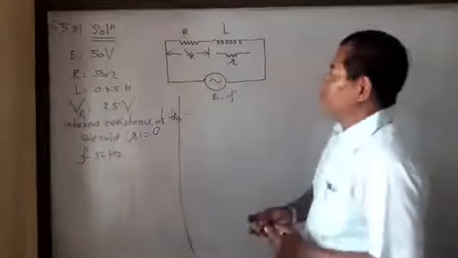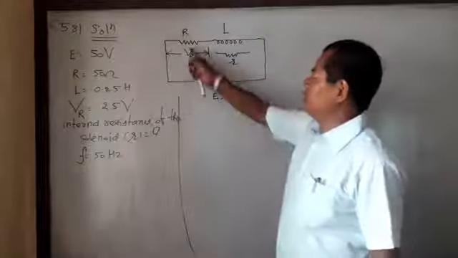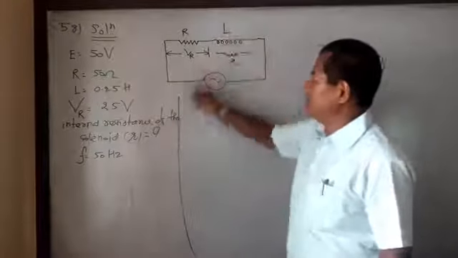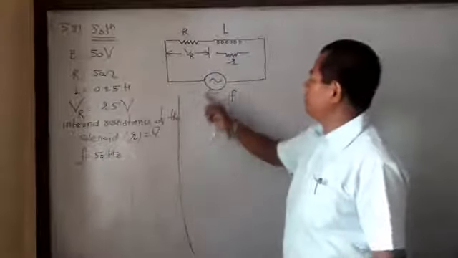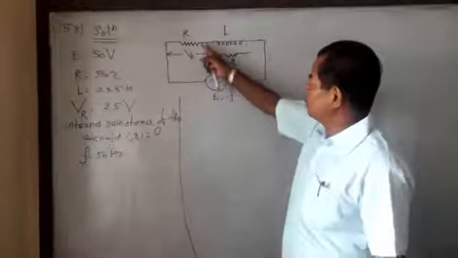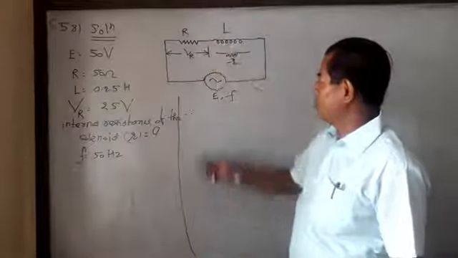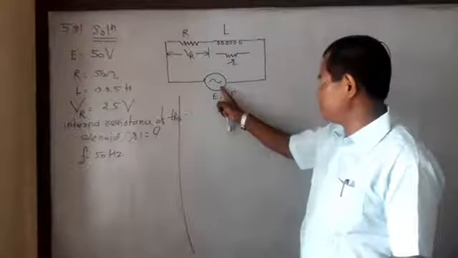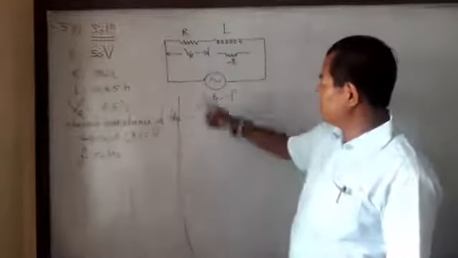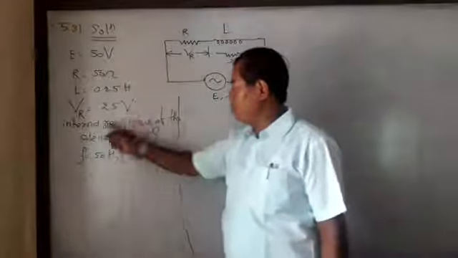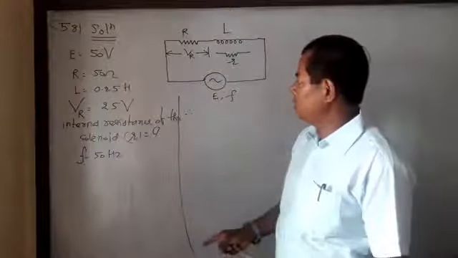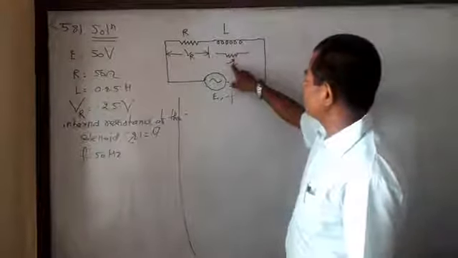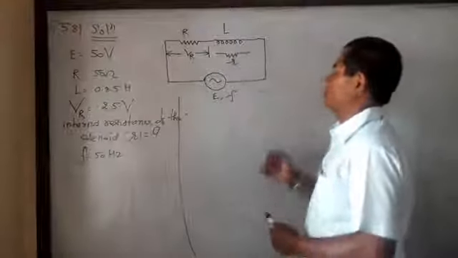Then listen again about this question. A circuit containing a resistor of resistance 50 ohm and an inductor of inductance 0.25 Henry, connected in series with an EMF of 50 volt and AC frequency 50 Hertz. The potential developed across the resistor is 25 volt. Then we have to find the internal resistance of the inductor, r is equal to what?